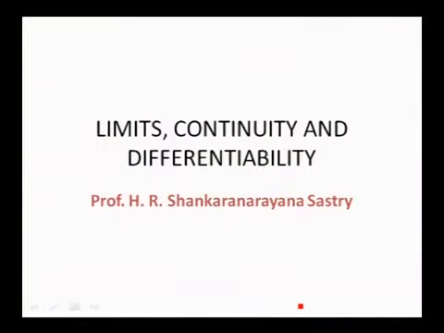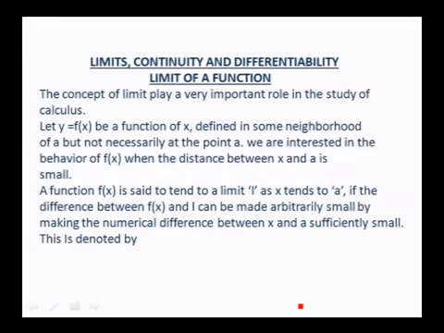We are just discussing today limits, continuity and differentiability, which is a part of calculus. So limits play a very important role in the study of calculus, because calculus mainly depends upon the operation limits. Both Newton and Leibniz, they invented this calculus, and they have used this special operation limits in doing so.